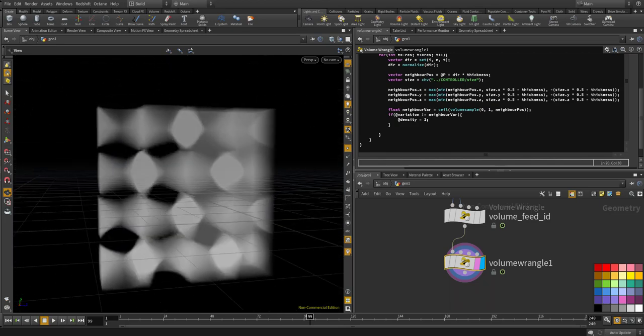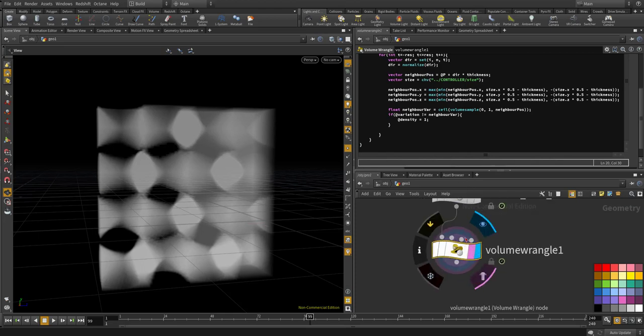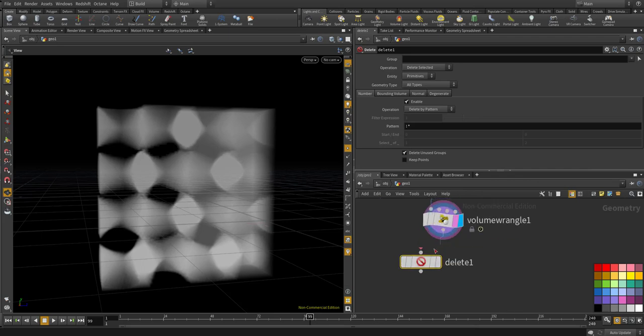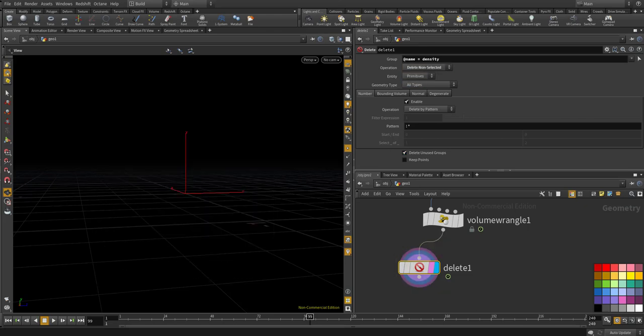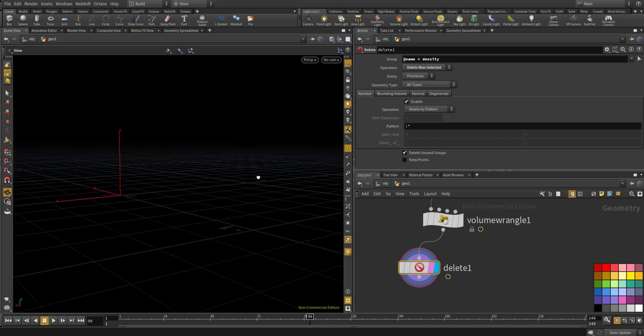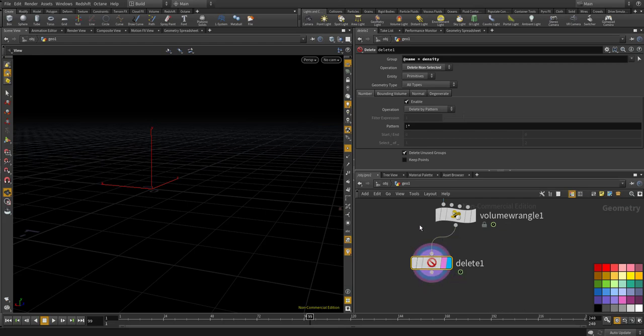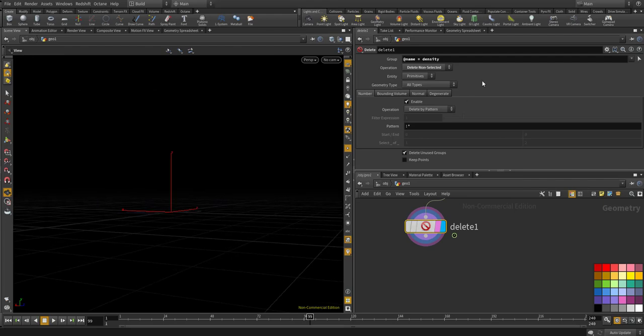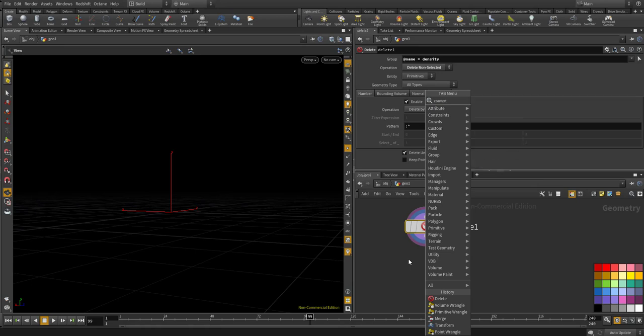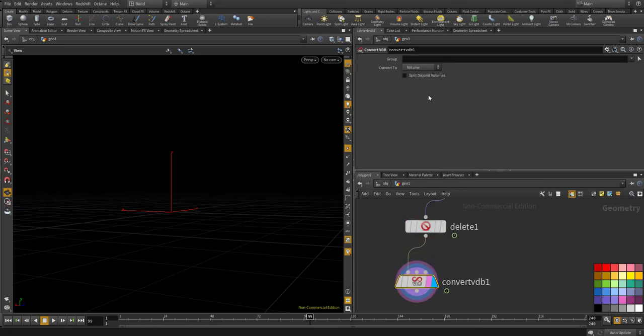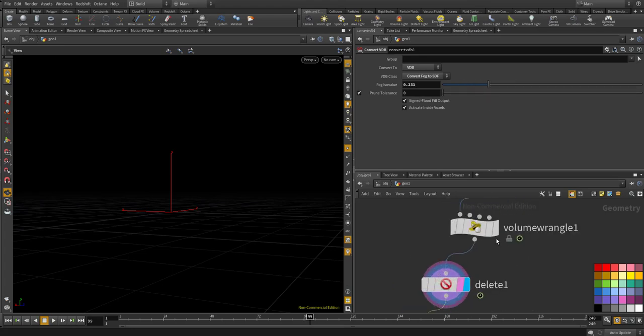Now let's just get the density and get rid of the variation volume at this point. So let's use the delete. The name, density, delete non-selected. Okay, and I don't see anything, which means I'm not doing it correctly somehow. Let's try convert VDB and VDB convert fog to SDF, and yeah, I don't see anything, so I think I got something wrong somewhere.